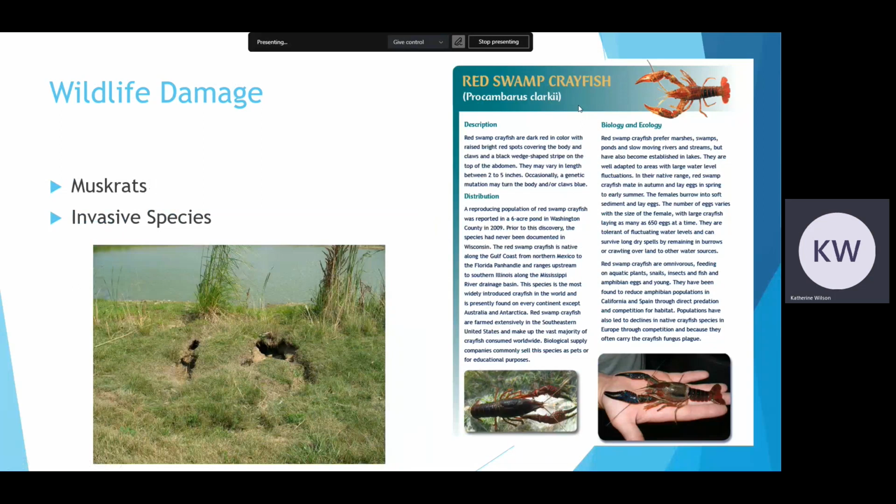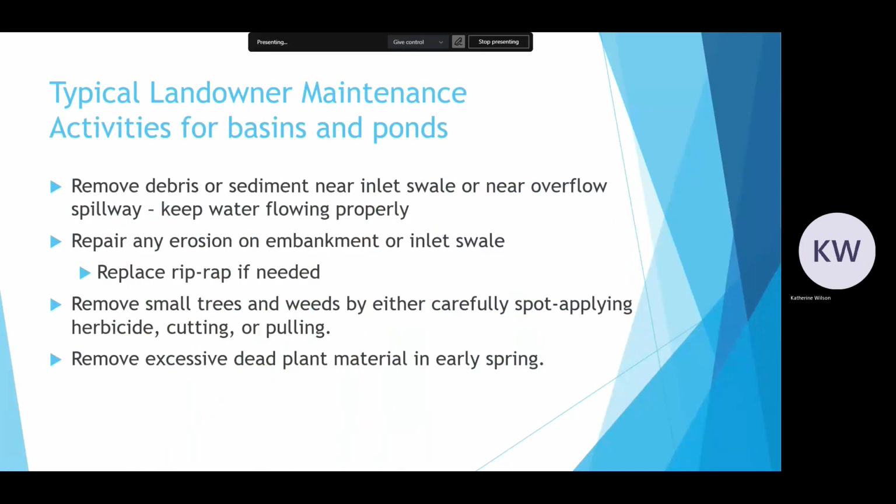These are some of the more abnormal things to look out for and be concerned about the future and longevity of the stormwater practice. So what can landowners do? What are some typical maintenance activities that can and should be done around these stormwater practices?